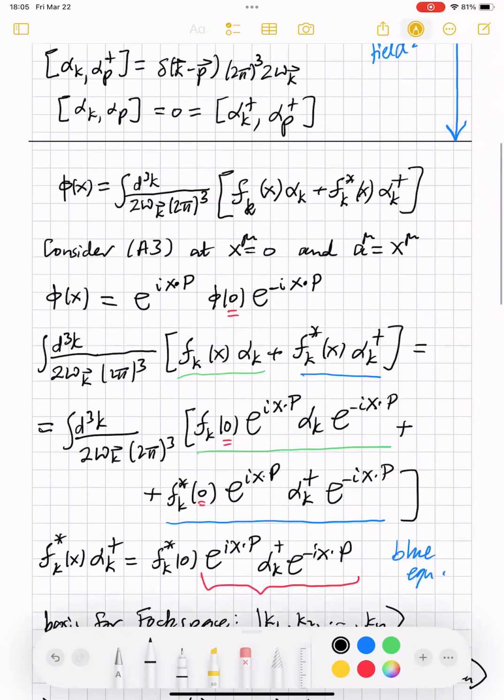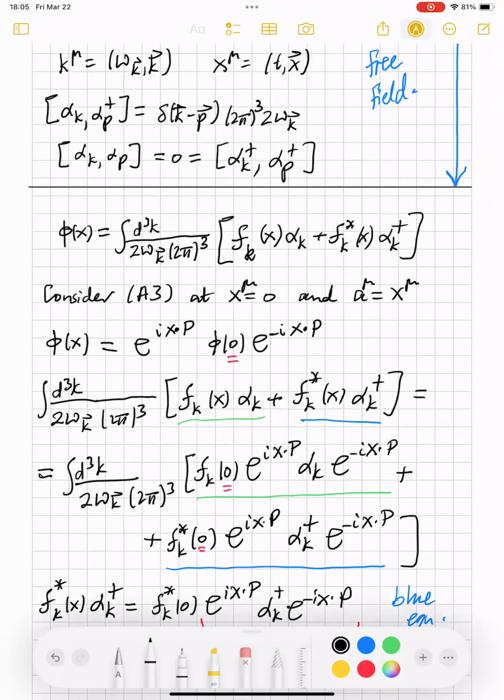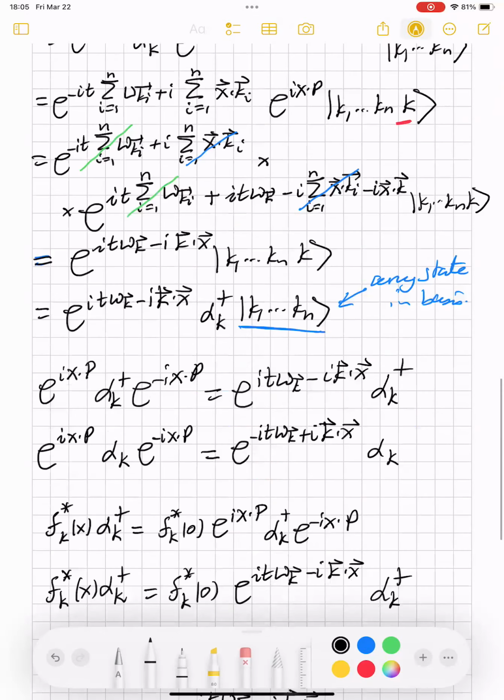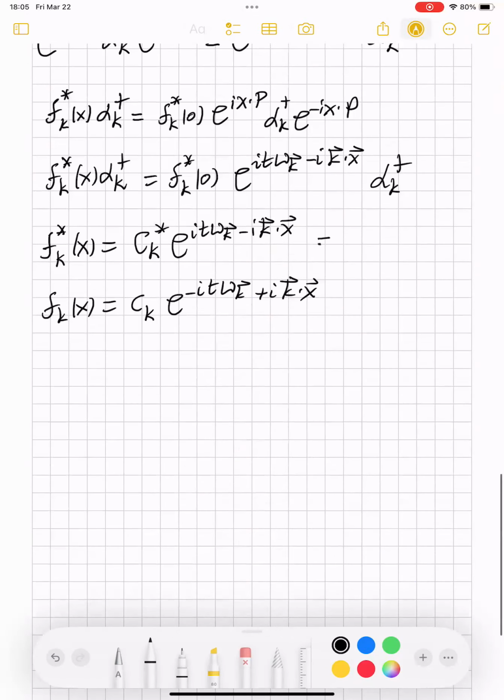Okay, so let's now plug this in. By the way, let me write this in a slightly nicer way. This can be written as ck star e to the i k dot x. So just check that that exponent is the same as that one. And this can be written as ck e to the minus i k dot x. Just check that that exponent is equal to that one. You know enough to check all of that, so certainly you can check that.